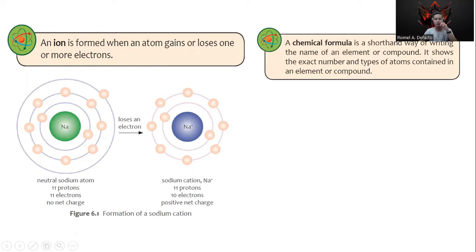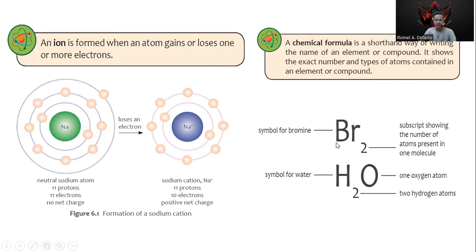Next, a chemical formula. A chemical formula is basically a shorthand way of writing the name of the element. It looks like this. For example, Br2 is the chemical formula of bromine. Br is the symbol for bromine, and the 2 at the bottom represents the number of atoms in the molecule. How many bromine atoms are there? We have 2 bromine atoms.